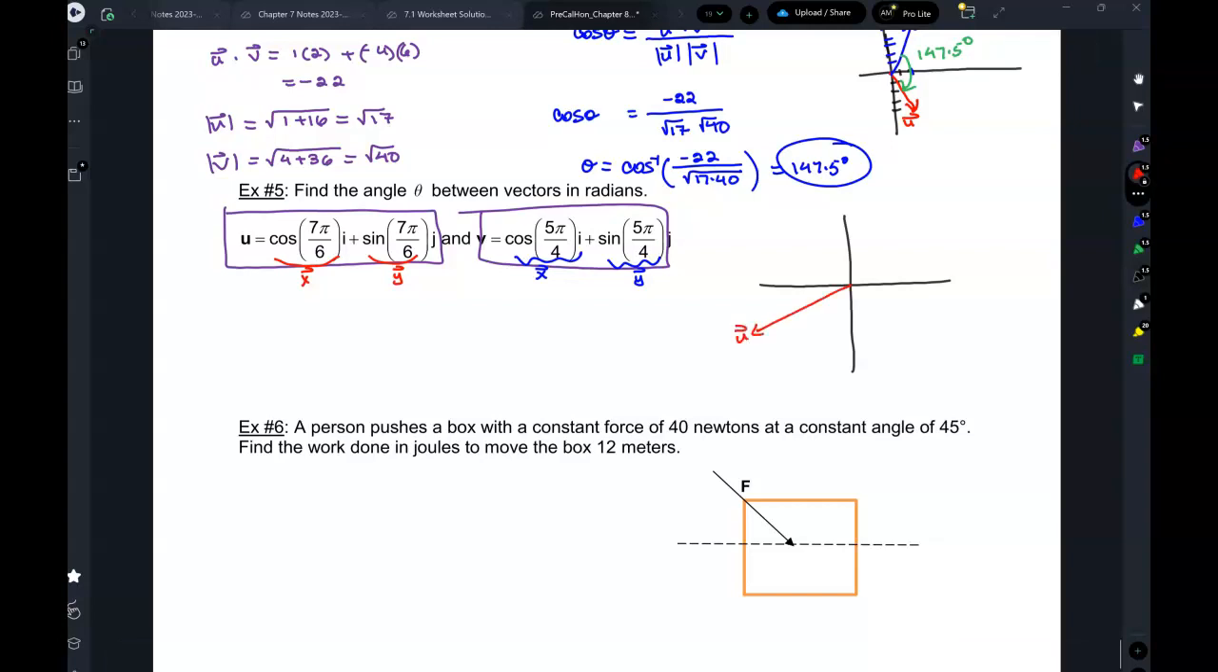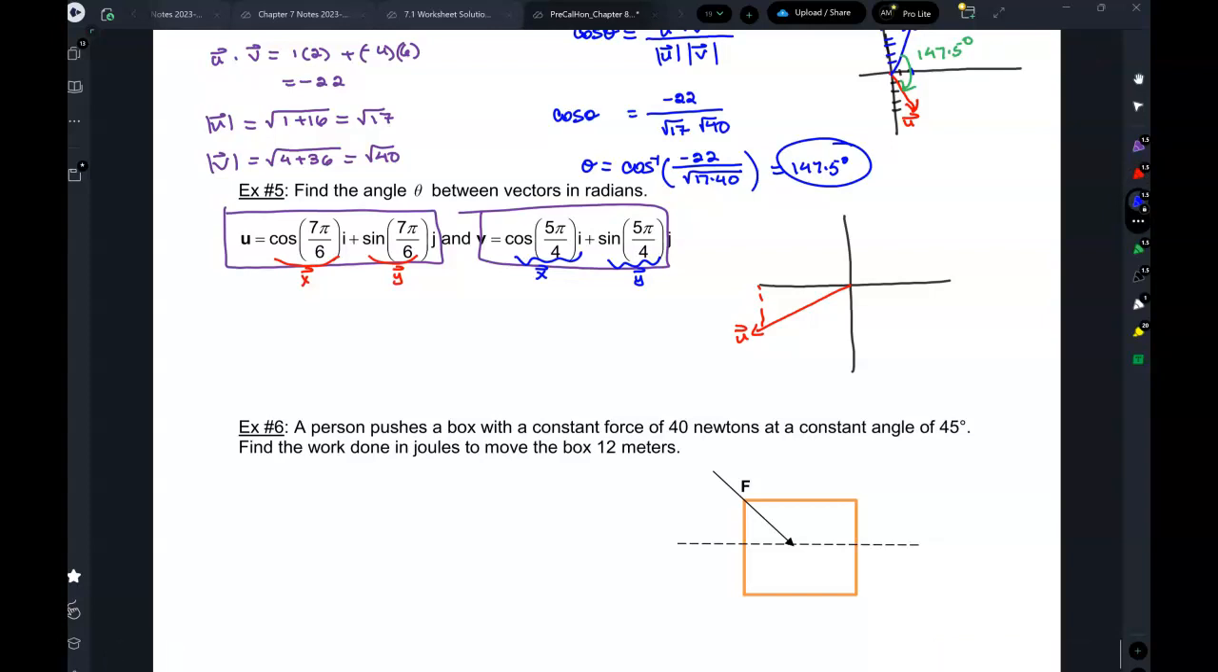Okay, this is vector u. All right, so this is 7 pi over 6. Look at this. The horizontal component is the cosine of 7 pi over 6. The vertical component is the sine of 7 pi over 6. And so what about the other one? What's the angle for the other one?